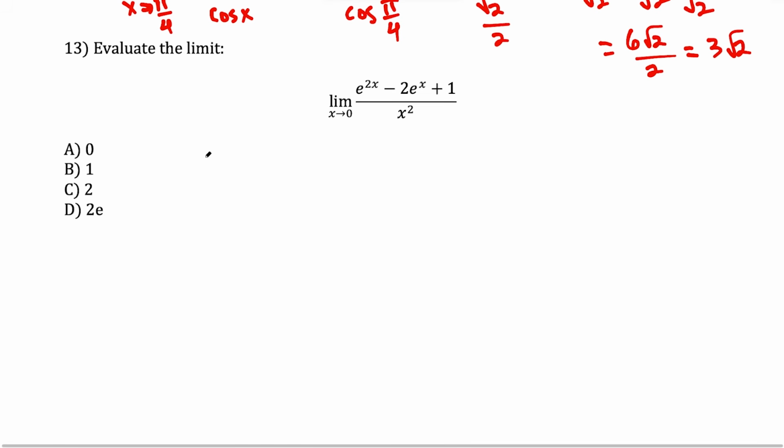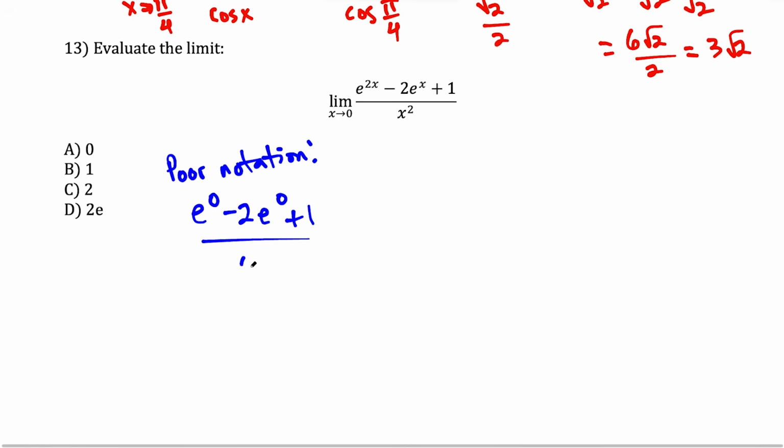So for question 13, we're not going to worry as much about notation, so I'm just going to say this is poor notation if we write it like this, but it's multiple choice, and you're not graded based on your notation. So if we were to plug in 0, we're going to get e to the 0 minus 2 times e to the 0 plus 1 over 0 squared. And notice that this gives us on top 1 minus 2 plus 1, over 0. And this gives us 0 over 0, which is an indeterminate form, which means L'Hopital's rule can be applied.